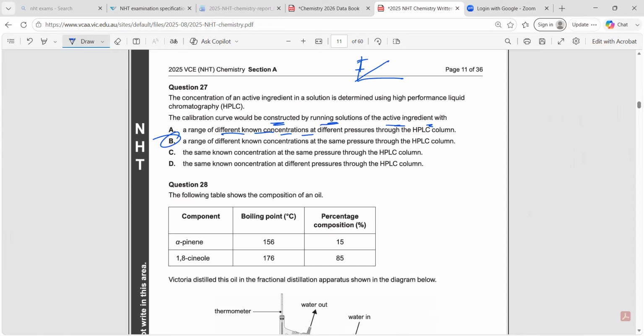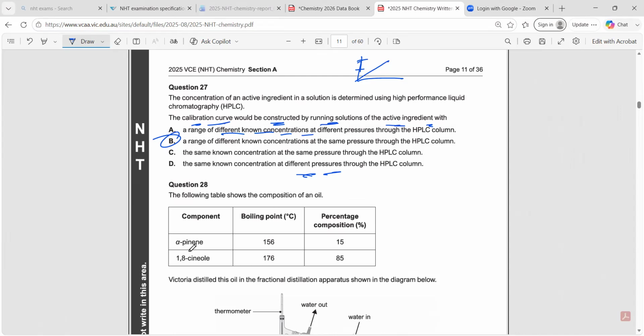So it'd be B. There's no point in running the same concentration through at different pressures because you're not producing a calibration curve, right? You want to know the concentration of an active ingredient. So what better way to find out than to put a range of different known concentrations at the same pressure so that you can find out different absorbances.